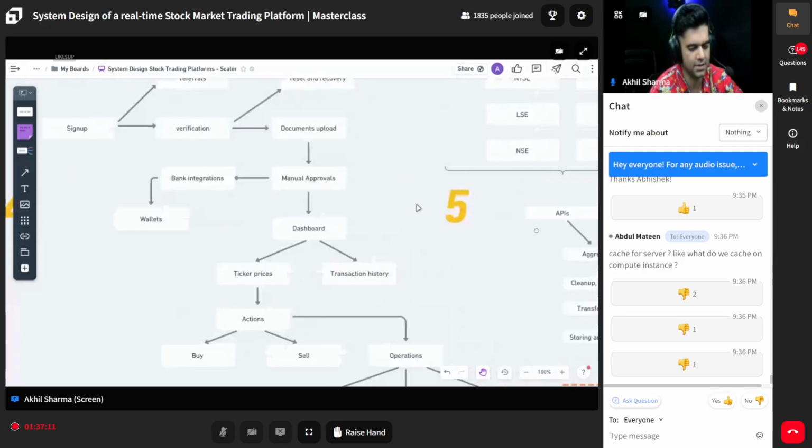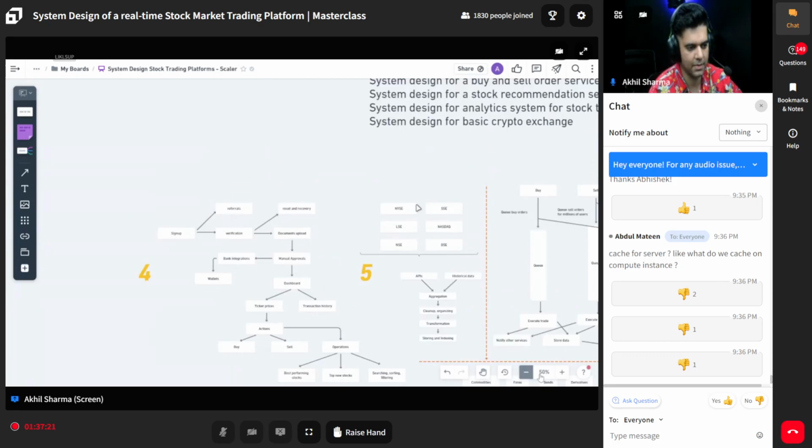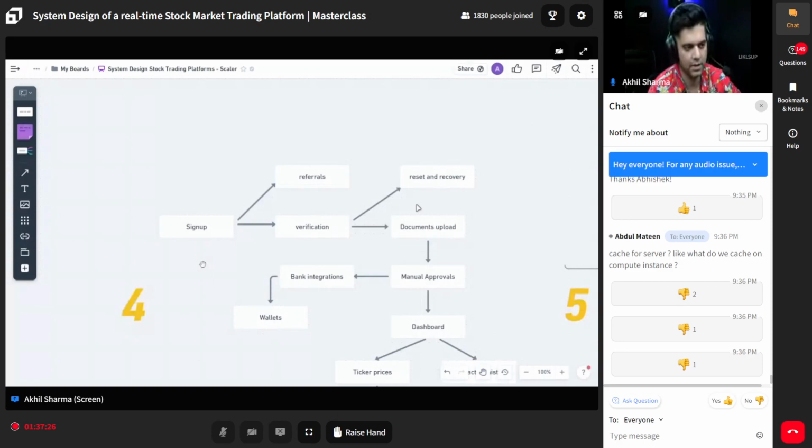Okay. So now, what's the first thing that you do when you get a system design problem? Let's say you walk into the system design interview. The first thing that you'll do is design something called the visible trading flows. What does that mean? That means that whatever the user is going to do on the app, you're going to create a flow chart of that.